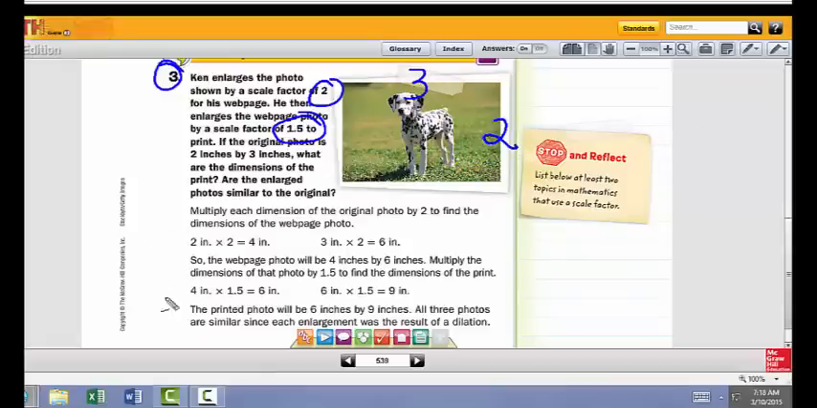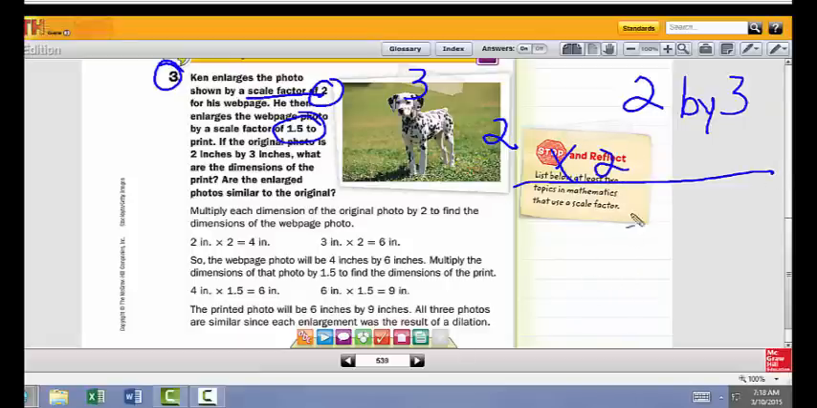So I'm going to do this a little bit differently than they do it down here, and I'll show you a way that you might want to do it yourself. So I would write that we have a 2 by 3 figure. And then I'm going to have a scale factor of 2. So remember, what do we do with a scale factor of 2? We multiply everything by 2. So I'm going to multiply everything by 2, and then I'm going to get answers down here of the new dimensions, but then after I do that, I'm going to also multiply it by 1.5. So I'll put that down here right now. I'm going to multiply by 1.5.